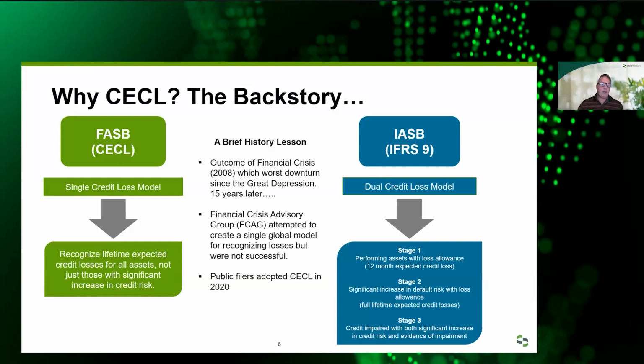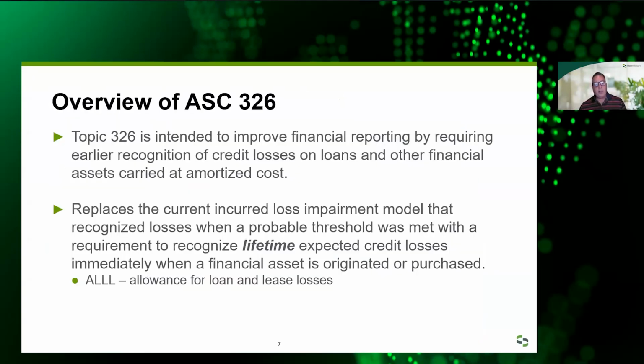On the FASB side, we have CECL, and it's quite frankly a lot simpler. It's just a single credit loss model. And that model requires that lifetime expected credit losses for all assets, not just those with significant increase in credit risk, are recognized when you record those assets in your financial statements. So, again, IFRS three-stage bucket, US different. We've got one stage.